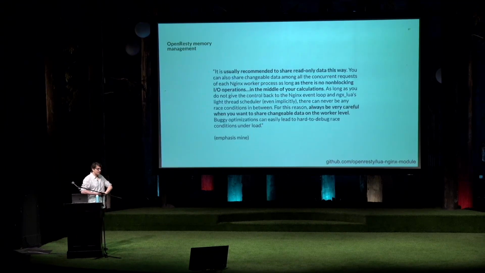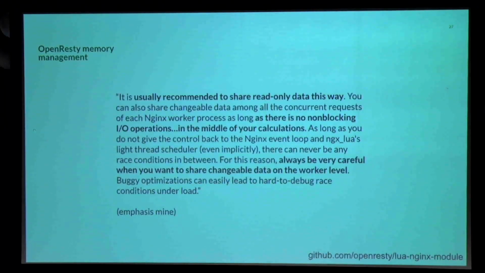So some more reading from a slide. It is usually recommended to share read-only data this way. You can also share changeable data among all the concurrent requests of each worker process as long as there is no non-blocking I/O operations in the middle of your calculations. Fingers crossed. For this reason, always be careful when you want to share changeable data on the worker level. So this had me shaking in my boots. We have a lot of traffic, an ideal situation for race conditions.